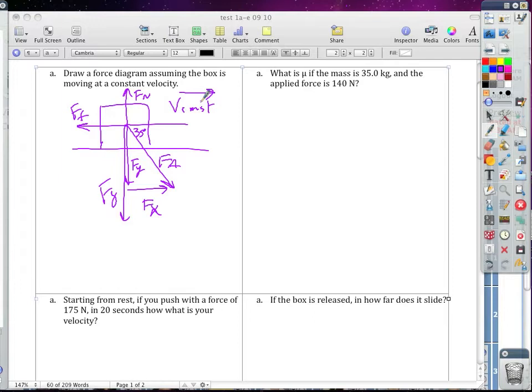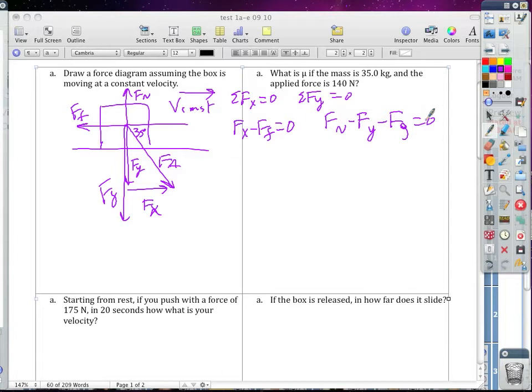Then what is mu? So then here, I just write it all down. The sum of the forces in the x is 0. The sum of the forces in the y is 0. So in the x, we have Fx minus Ff equals 0. In the y, we have Fn minus Fy minus Fg equals 0. Where is mu? Mu is in Ff.